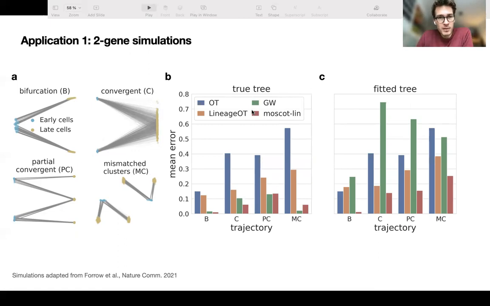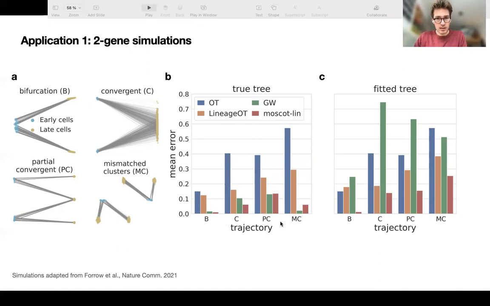We compare 4 different methods. One is optimal transport. The other one is Gromov-Wasserstein in green. Then you have moscot-lineage in red, which, as I said before, basically interpolates between the optimal transport and the Gromov-Wasserstein term and borrows information from both. It borrows information from lineage space, and it also borrows information from gene expression space. And we benchmark this against the LineageOT model.